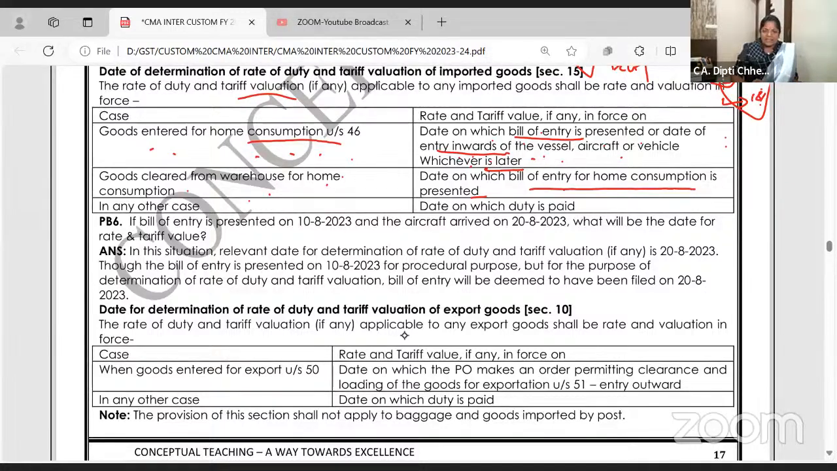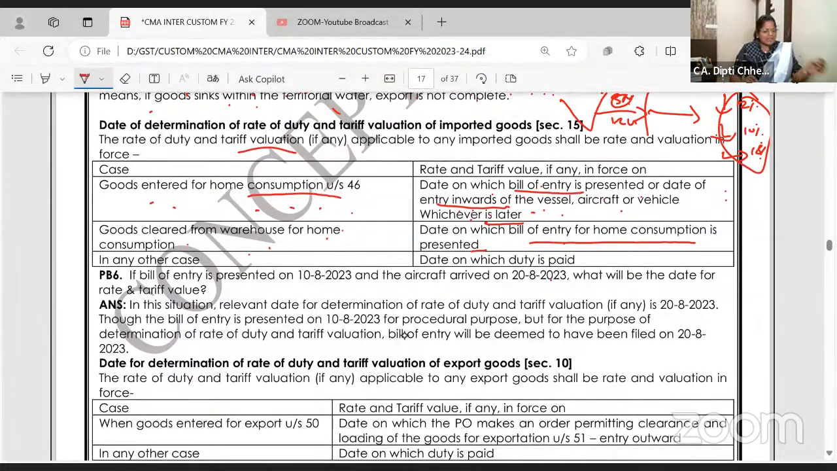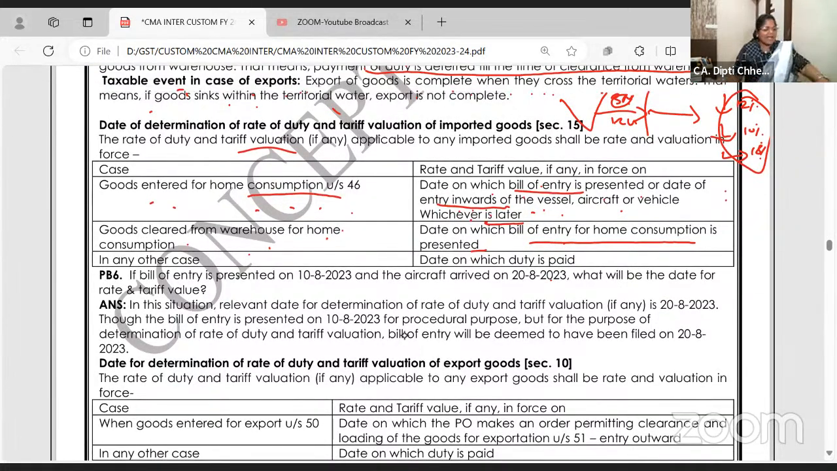And in any other case, suppose you have evaded paying duty and you are liable to pay the duty today, then the date is the date on which duty is paid. So whatever is the rate today, you have to pay. Simple. Take your time. One concept, one question we are doing. And soon we will go to the combined questions also.